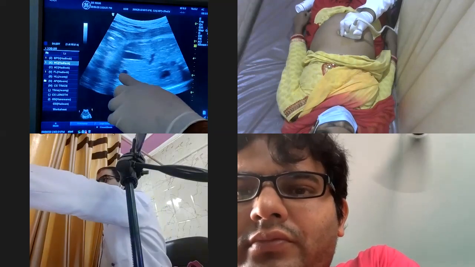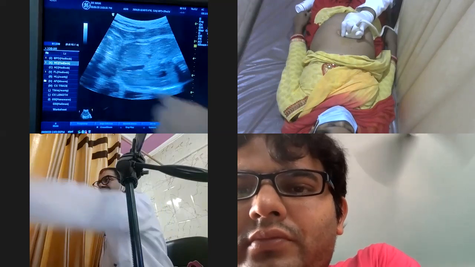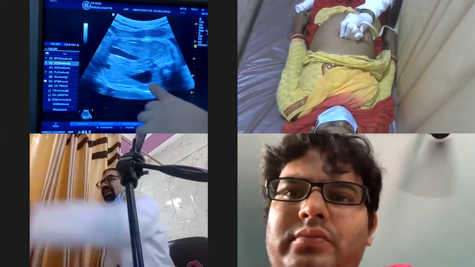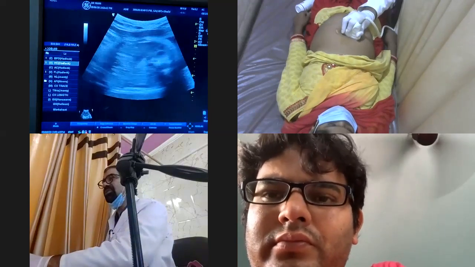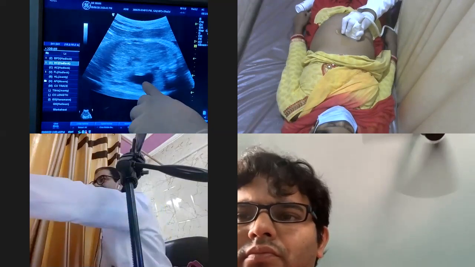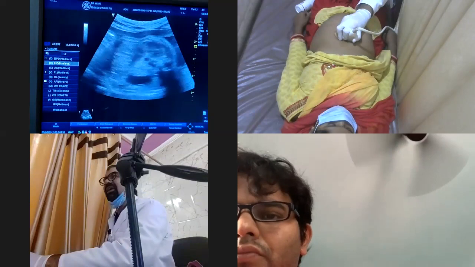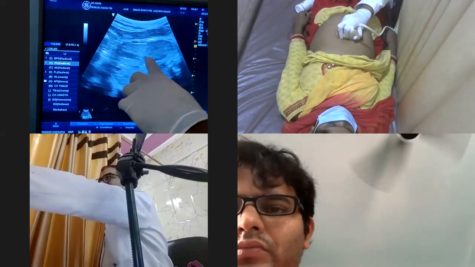Now, what I am seeing over here, this is the portal vein. Now see, this is the portal, very beautiful portal vein. This is what I told you. You can take the abdominal circumference at the level of the stomach bubble. But if you are getting this portal vein, that will be more accurate. Now see, this is the portal vein over here.